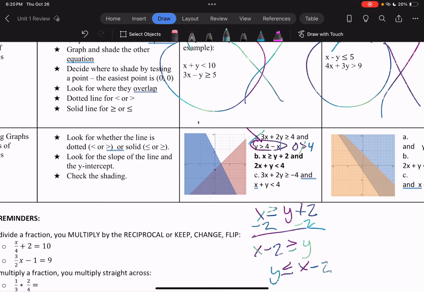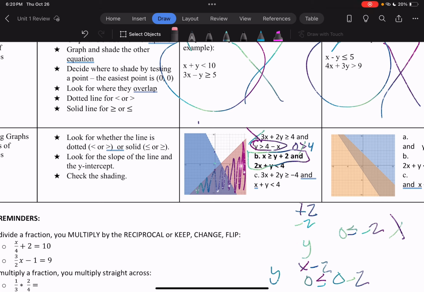Testing a point here, if I test 0, 0, which is outside of the boundary, 0 is less than or equal to 0 minus 2. Let me do that again. 0 is less than or equal to 0 minus 2. So 0 is less than or equal to negative 2 is not true. 0 is not less than negative 2. So it would be this side that is shaded, which tells us that B is the correct answer.